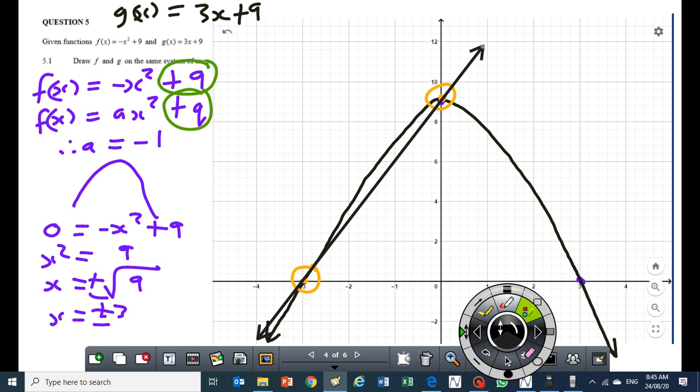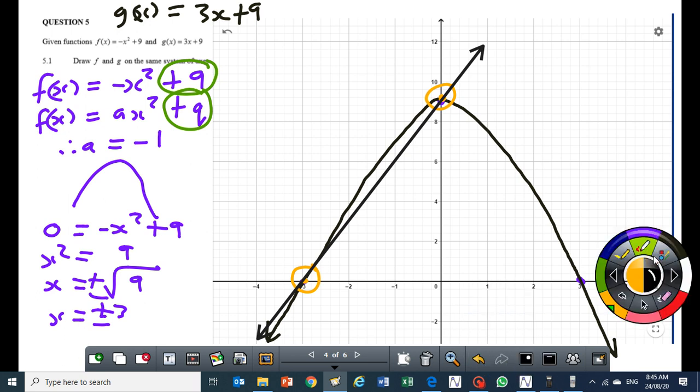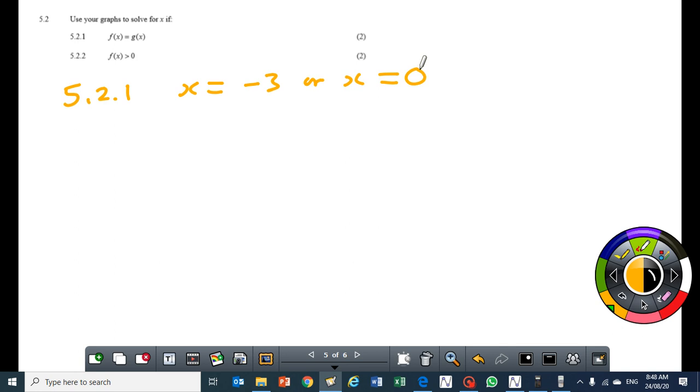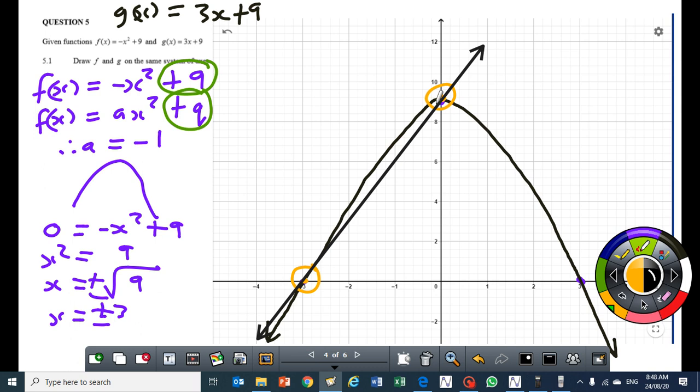Yes? In term 1, you showed us how to find the parabola with the calculator. Yes. Can you show us that? Okay, to solve a quadratic equation using a calculator. The two graphs intersect where x is equal to minus 3 and where x is 0. These are the two points. At the y-intercept, x is 0. At the x-intercept, x is minus 3. So f of x is equal to g of x here, and f of x is also equal to g of x at the turning point.